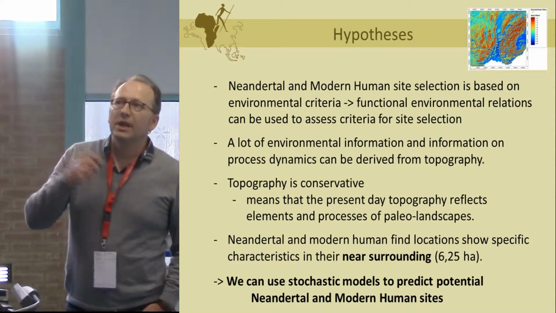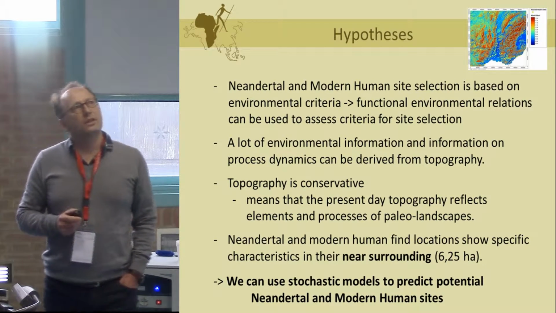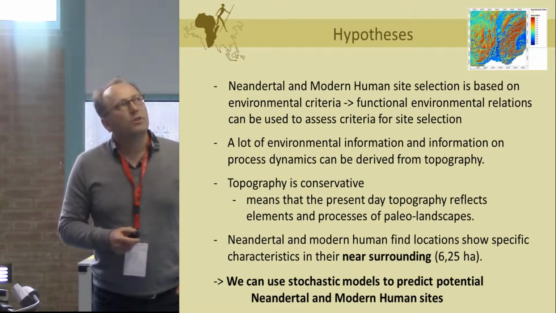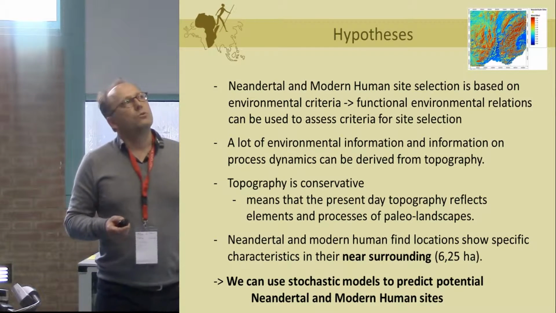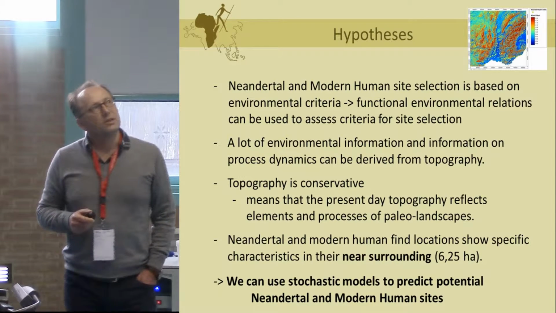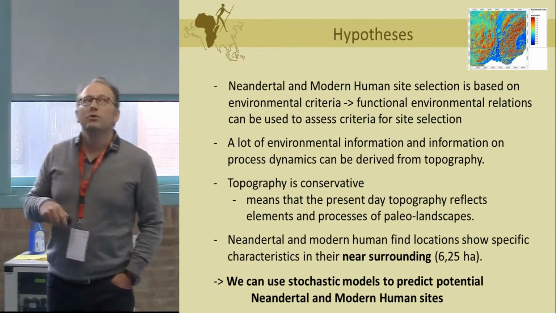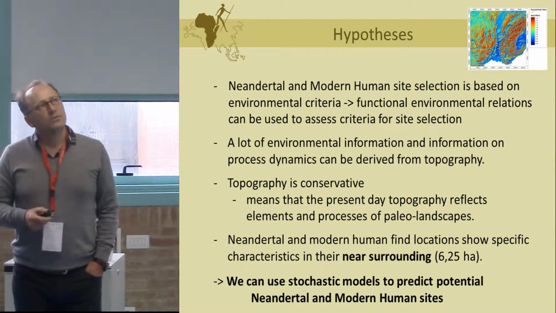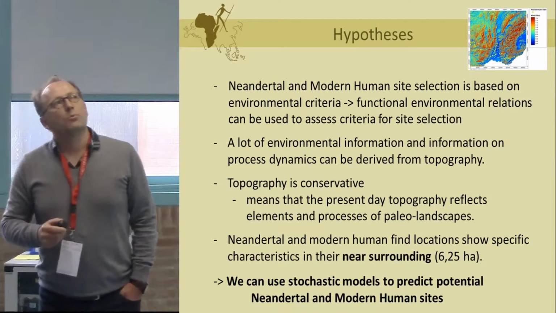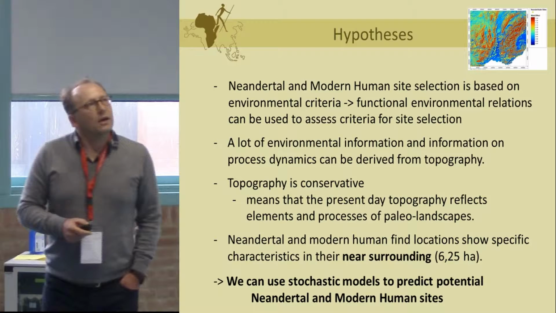So the hypotheses behind the approach are that the Neanderthals and modern human site selection is based on environmental criteria. So that means that we can use functional environmental relationships to assess the criteria of site selection. Then a lot of environmental information and information on process dynamics can be derived from topography. So one of the main hypotheses is that topography is conservative, and that means that the present-day topography reflects elements and processes of the paleo landscape.